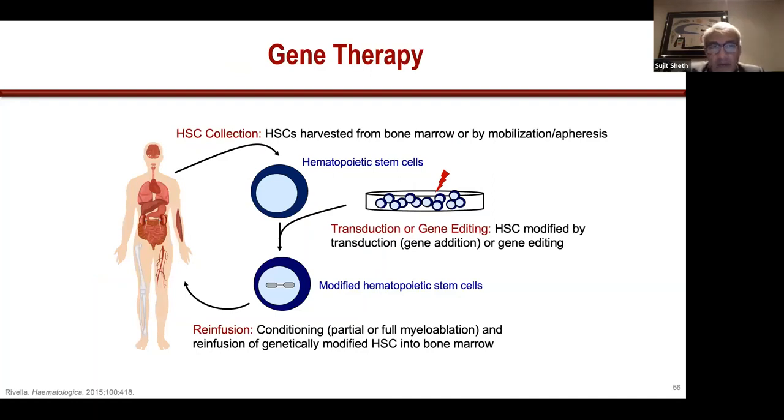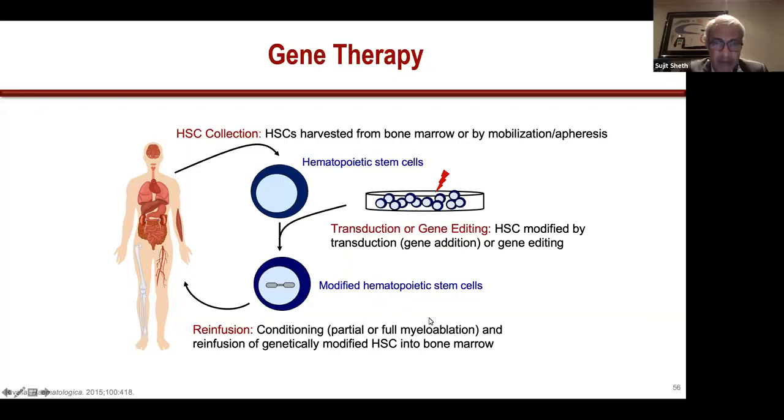And how does gene therapy work? Essentially, you have to harvest stem cells from the bone marrow following mobilization by apheresis. And so individuals will get plerixafor to mobilize the stem cells, and then apheresis to collect the stem cells. Then they're sent to a lab where they're transduced or edited. So you can either transduce them with a vector that carries the gene of interest, a lentiviral vector, or you can edit them using various techniques. And then these modified stem cells are reinfused after conditioning.